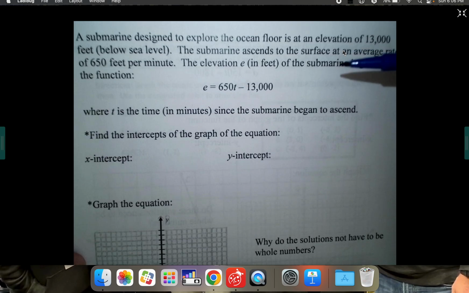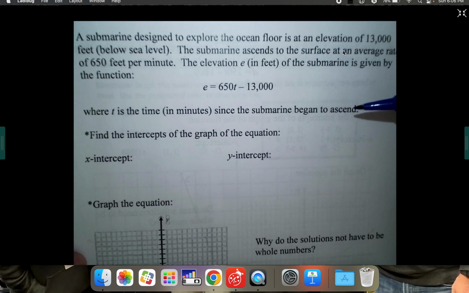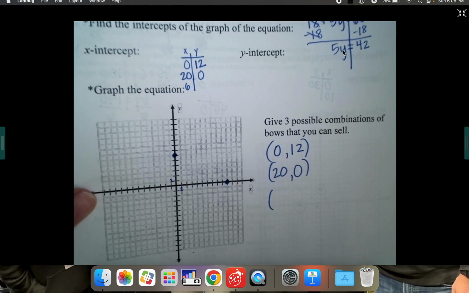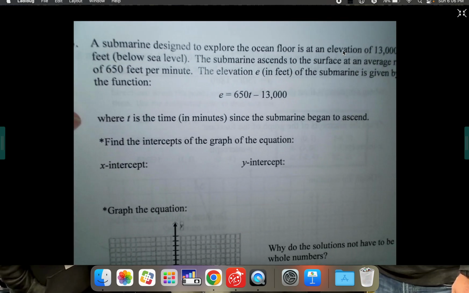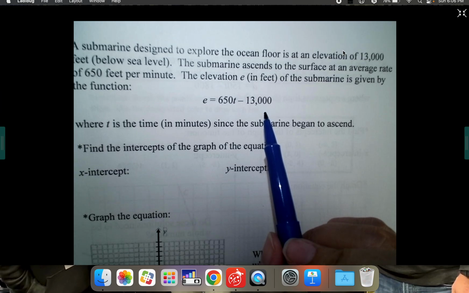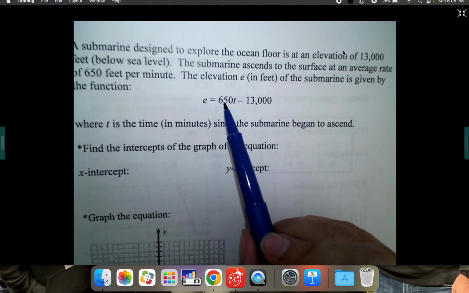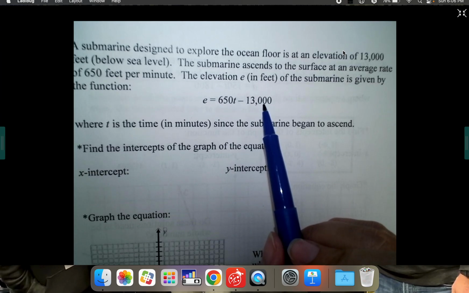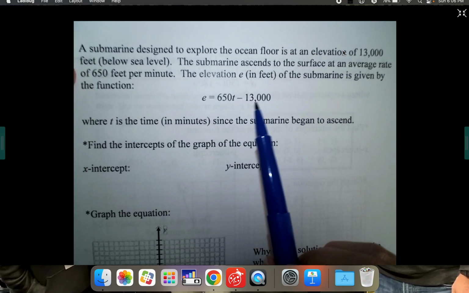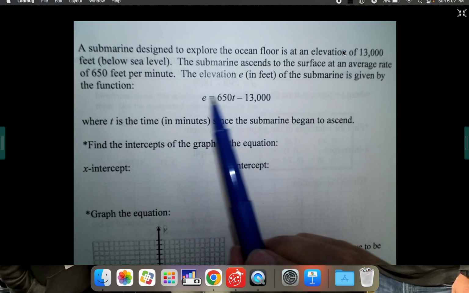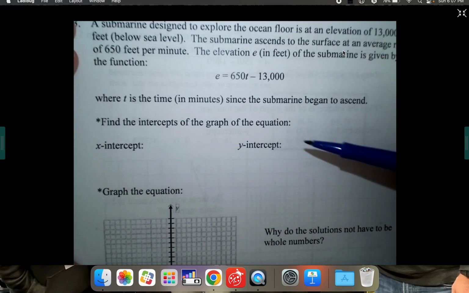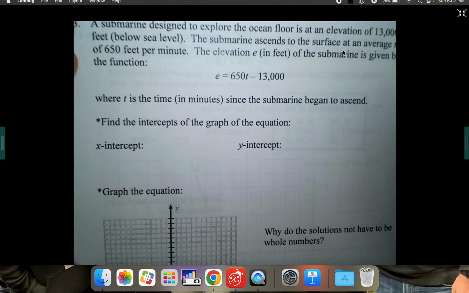This next one is interesting because it's a submarine and it's descending. So this one is going to be able to be connected because you can have a partial in between foot amount. Whereas back here, you can't sell a partial bow. So this one, the line will be continuous. And first of all, it is not in standard form. It's in slope-intercept form, y equals mx plus b form. In order to be in standard form, you would need to have the c term, the constant, by itself, and you need the a and the b on the same side. So the first thing is, in order to find the intercepts, it really does need to be in standard form.